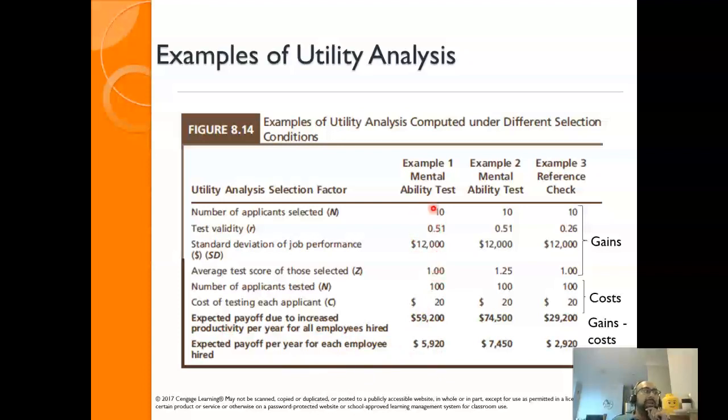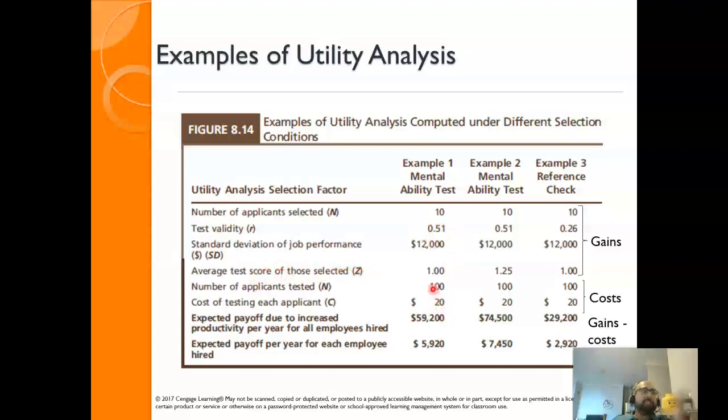So, how many applicants are they selecting? 10 people. Then we have the validity coefficient. People who score high on the mental ability test, 0.51 correlation with job performance. And people who perform well on the job basically bring $12,000 worth of extra productivity into the organization. So we multiply 0.5 by 12,000 by 10 because there's 10 applicants, and we'll get to this base rate later. So that will give us the gain.